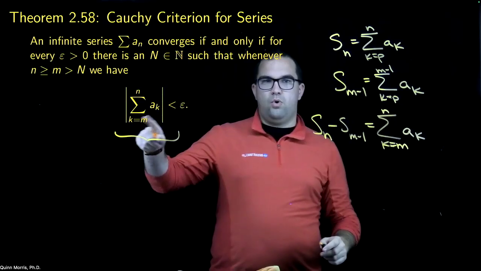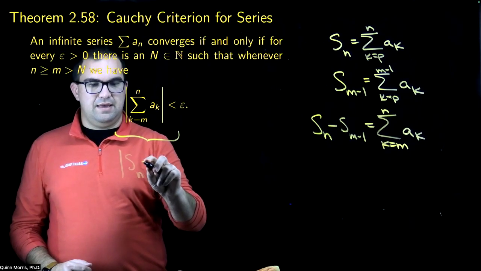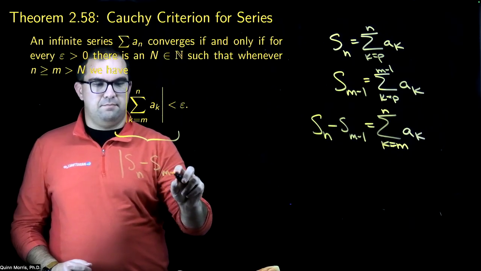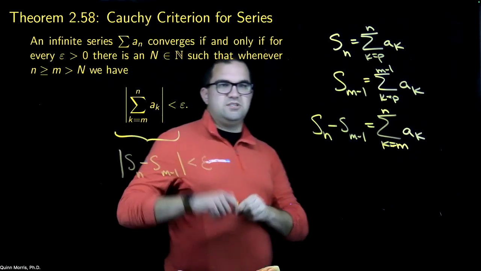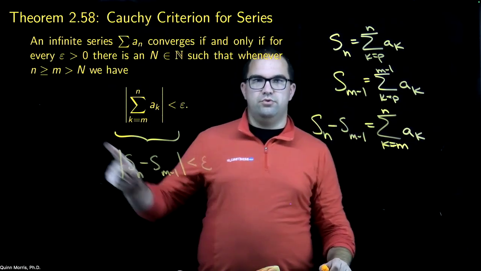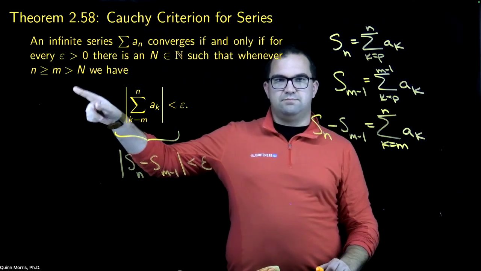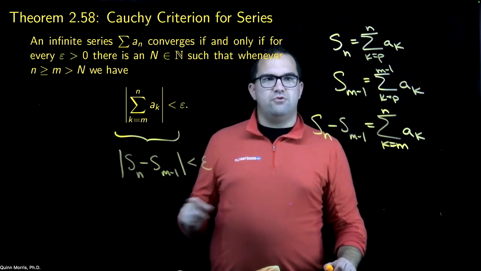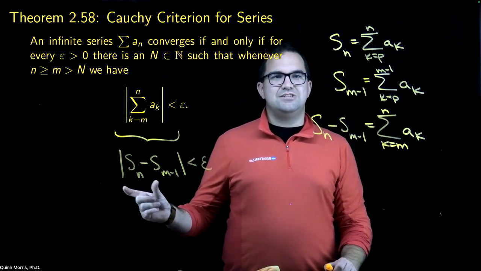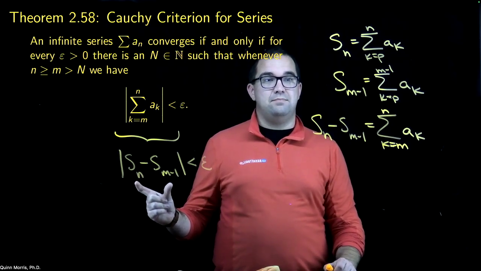So this quantity is really just the absolute value of s sub n minus s sub m minus 1 being less than epsilon. If this holds, then it's true for all little n and little m satisfying the criterion that they're greater than capital N. And this should look familiar from our discussion about sequences. This is just the definition of s sub n being Cauchy.